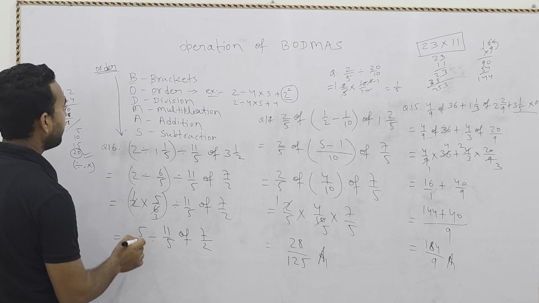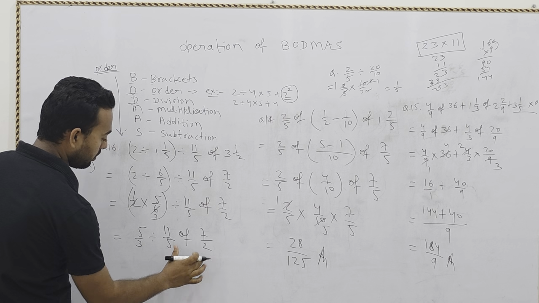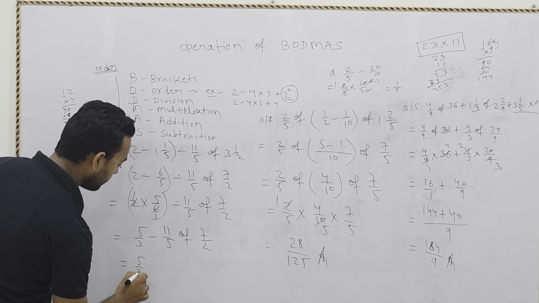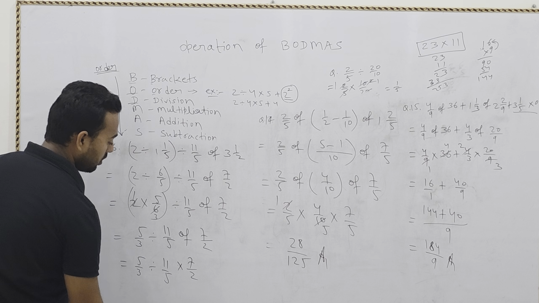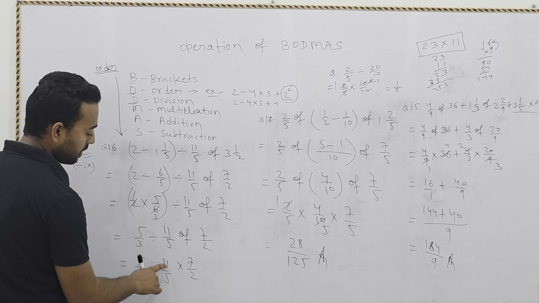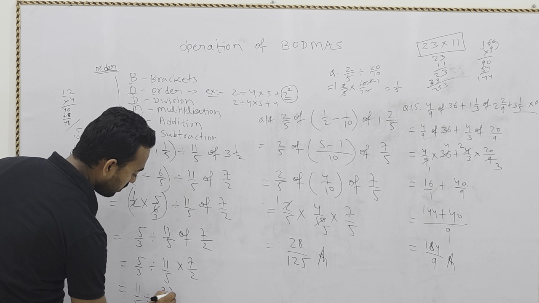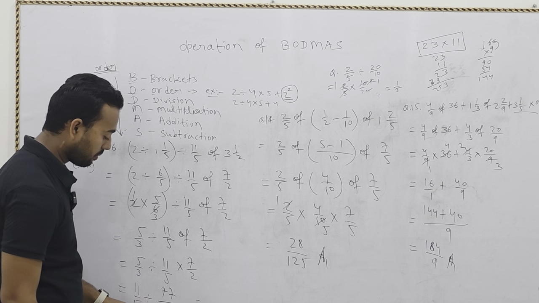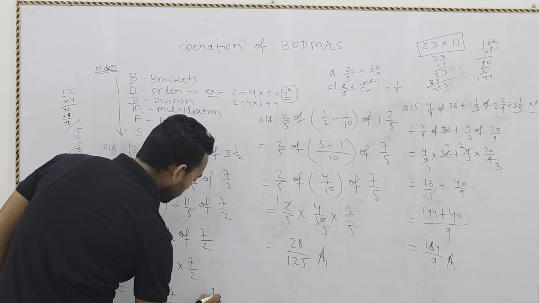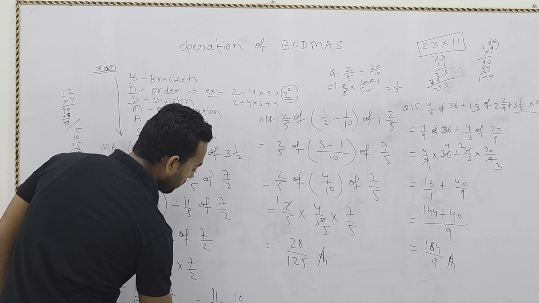Now of is there and divide is there. First we will solve what? Of. So first we will solve this portion, and the rest portion we will write as it is. Here we can see this will not cut, so simply we will multiply 11 by 5 divide, we will multiply here, 77 by 10. Now in the next step we convert this divide into multiply. So 11 by 5 multiply 10 by 77.